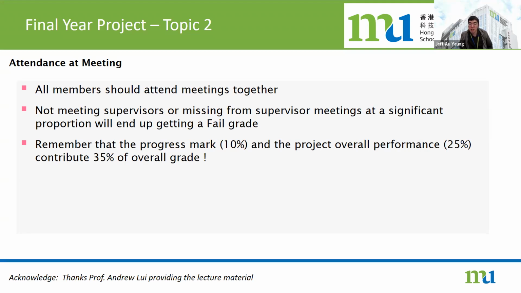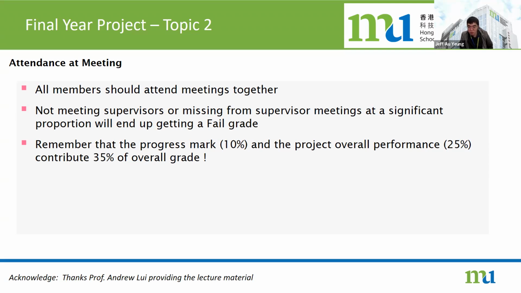This is very, very bad. If you do not meet your supervisor or are missing from the meetings, a significant proportion will end up with a fail grade, because the overall progress contributes more than 35% of your final grade. 10% will be on the progress mark. Remember, your OCAS is only 30. 10% will go to the progress.